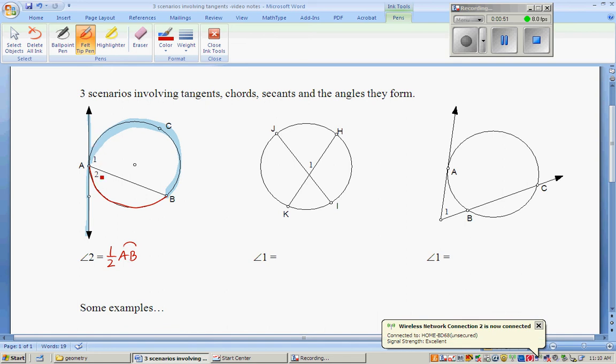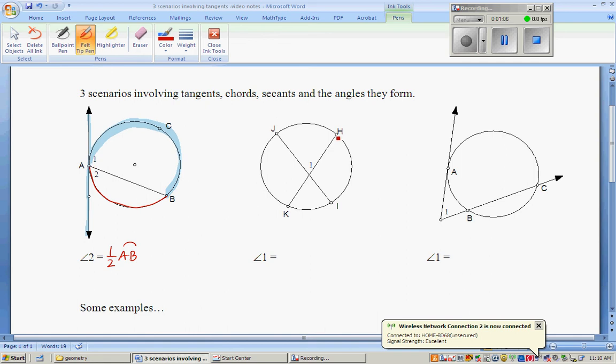Angle 1 plus angle 2 should equal 180 because they are on a straight line. And the arc that goes with angle 1 and the arc that goes with angle 2 equal 360. The angles are half of the arc.